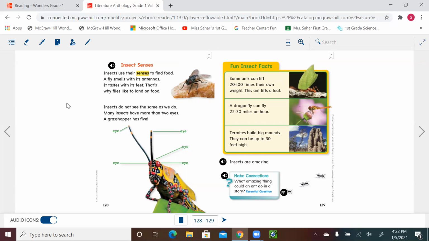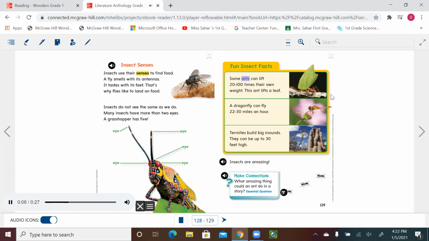All right, so for example, when we have things like that, usually the diagrams, there's a picture to help you understand what the author is talking about. All right, let's see what's next. Insects are amazing. So over here we have a feature box: Fun insect facts.